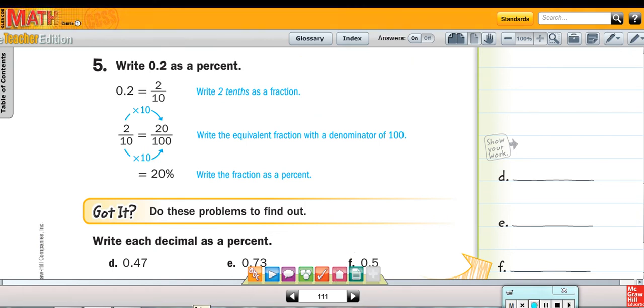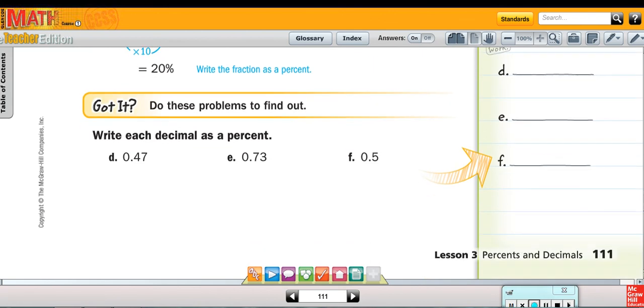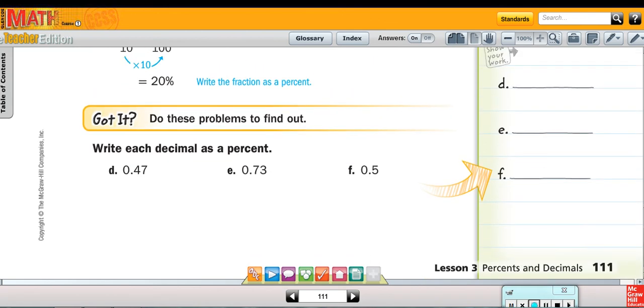If you think you've got it, you're feeling comfortable and confident, go ahead and try these ones, D, E, and F. If you need to go back and review, rewind the video, watch it again, make sure you're making sense of it. Otherwise, if you've got it, go ahead and pause the video and complete letters D, E, and F.